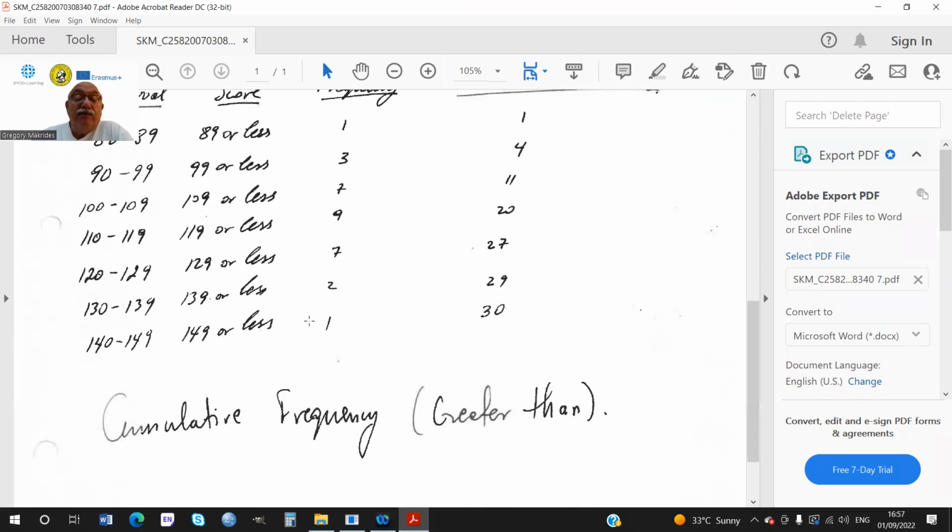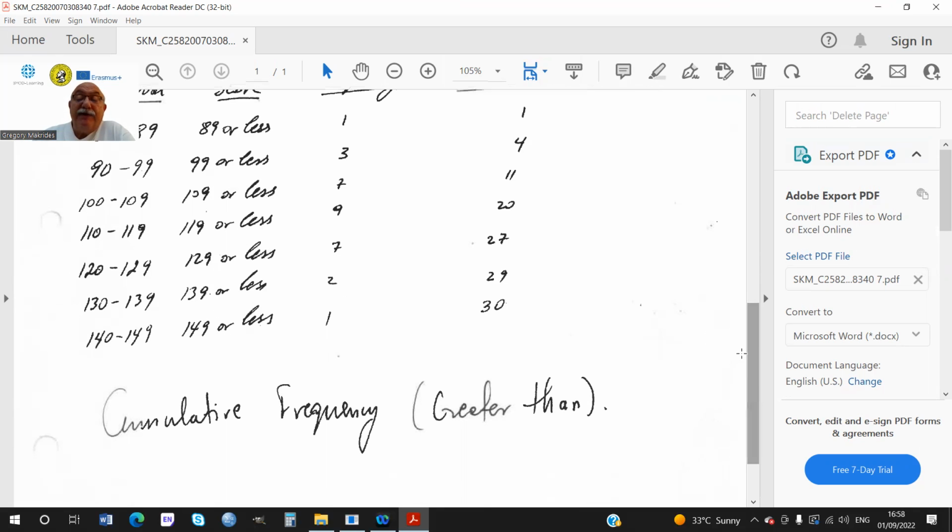And of course, you can think of computing the greater than. If I ask you how many scores are 130 or more, it will have to be these 2 plus 1, right? The scores in this interval plus the one above it, because it's more. So 2 plus 1 is 3. If I ask you how many scores are 120 or more, it would be 7 plus 2 plus 1, that makes 10. So you can easily find some annotation about this number 30, which is the sum of the frequencies.